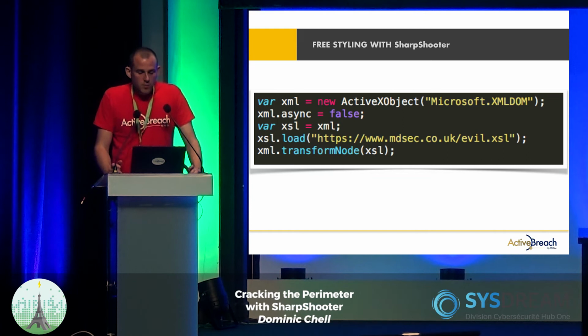So what might an exploit for this kind of thing look like? Here's a very simple JavaScript example, and all it's doing, in about five lines of JavaScript, is retrieving a remotely hosted style sheet. When it calls the transformNode method, it will execute any JavaScript or VBScript inside that style sheet in full trust. So that basically allowed us to execute a .NET-to-JS payload from the style sheet.